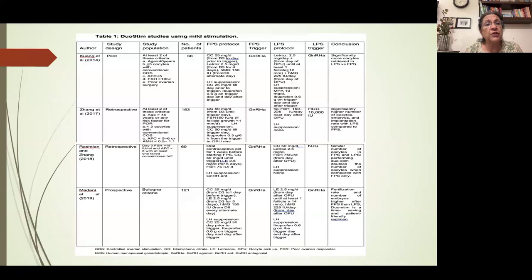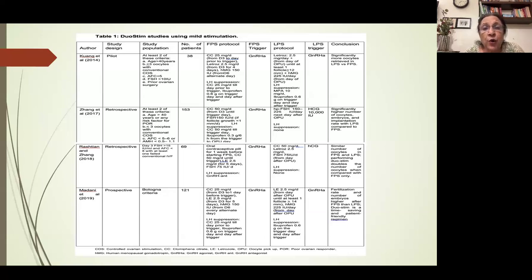So these are the few studies starting from Kwong et al. I could find where duostim studies use mild stimulation. If you see the FPS protocol in Kwong et al., clomiphene citrate was given from day 3 to prior to trigger. So what did they use for suppressing the LH surge? They used clomiphene citrate, given continuously till trigger. Then even letrozole was given for 4 days. Then HMG was given. So they sort of mixed and matched a lot of drugs. LH suppression, again in the luteal phase, was done by CC.